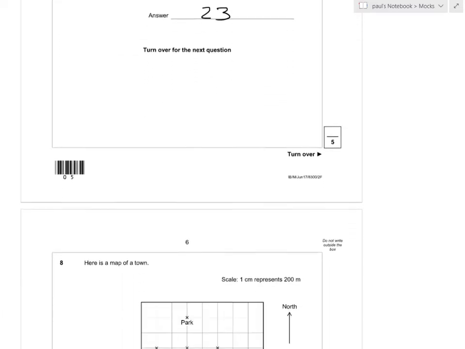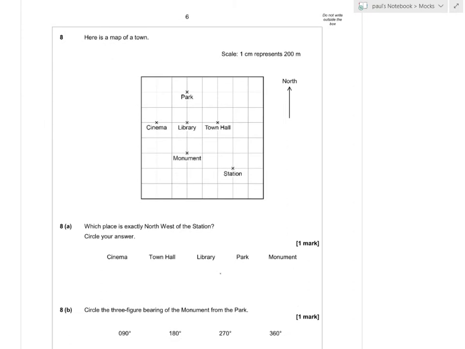Next one. Here's a map of a town. Which is northwest of the station? So there's north, there's west. Northwest of the station is that one there, library. Circle the 3 figure bearing of the monument from the park. So we start at the park and we're going down to the monument. So we go clockwise there. That's 180 degrees. So that will be 180 degrees.